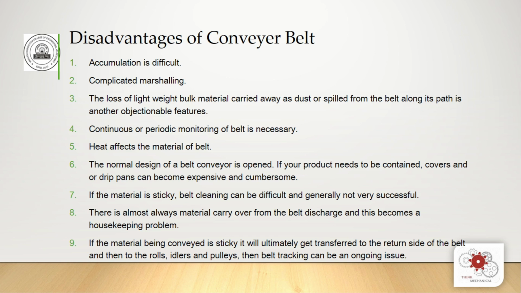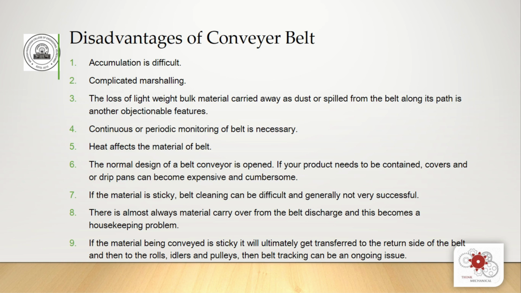Then there is almost always a material carryover from the belt discharge, and this becomes a housekeeping problem. If there is any spillage from the transported material, we have to keep checking it, monitor it, and clean it manually. There is no automated system. We can make a special arrangement for this automation, but that is again a costlier part. So we have to periodically monitor that spillage. This is a housekeeping task we have to deal with.